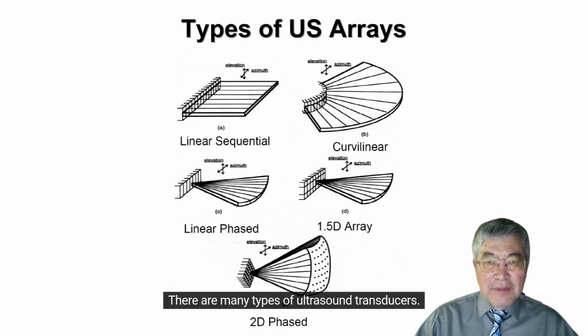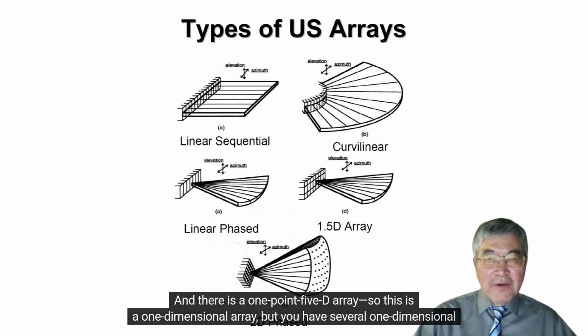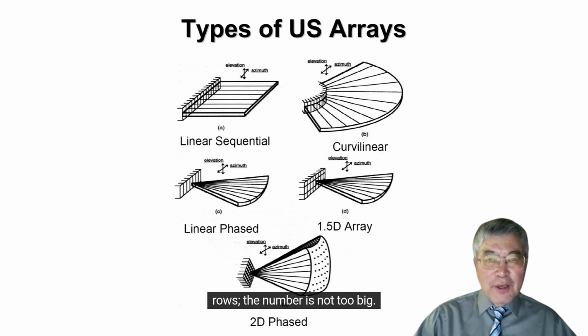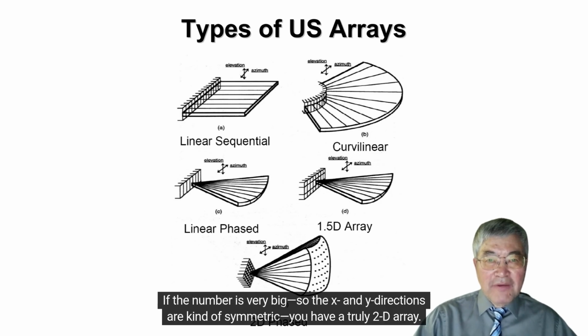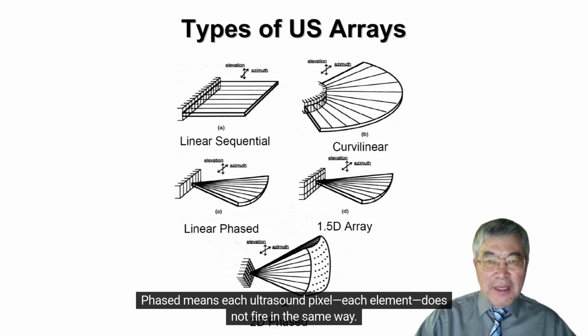There are many types of ultrasound transducers. You have a linear array. You can use it in different ways. You have this linear phased array. And there is a 1.5D array. So this is a one-dimensional array, but you have several one-dimensional rows. The number is not too big. If the number is very big, so the X and Y directions are kind of symmetric, you have a truly 2D array. Phased means each ultrasound pixel, each element does not fire in the same way.